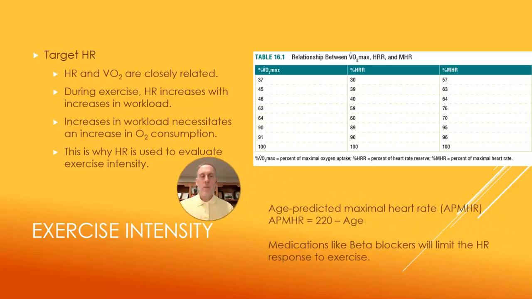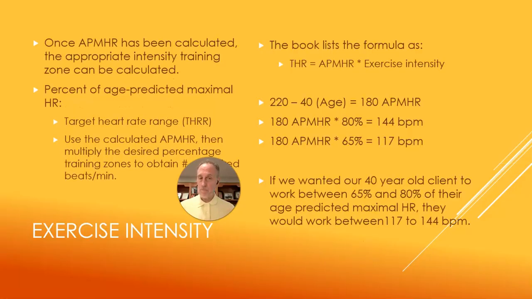So age predicted maximal heart rate, APMHR, is 220 minus your age. It's a real simple, quick and dirty equation. It's real easy to be able to calculate somebody's heart rate. And just know that if your client has beta blockers, that suppresses their heart rate and limits the heart rate response to exercise. Like I have a client, as hard as I'm working, he'll never get over 90 beats a minute because of his beta blockers.